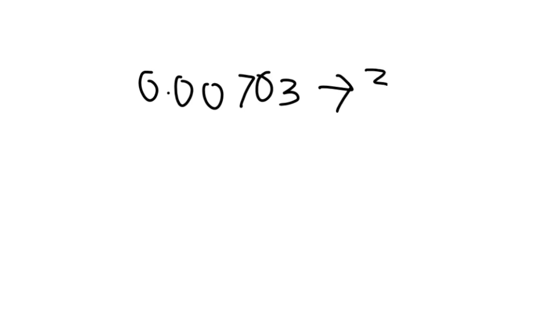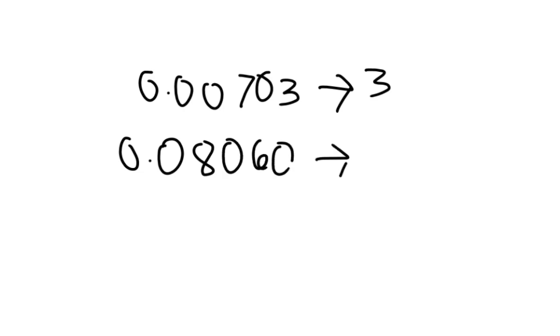Now, let's move on to more problems. What if we have 0.00703? How many significant figures here? We have 3. What if we have 0.08060? How many significant figures? We're just going to count from here. So we got 4. We include the 0 from the right side because we have a decimal.